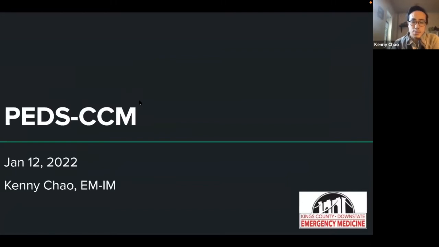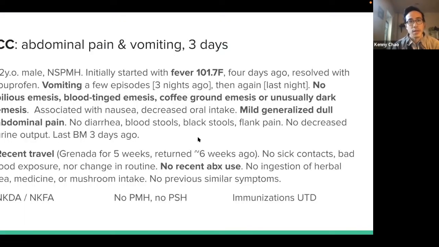Today I'm presenting on the PEDS CCM case. As always, we'll start with a case. So we have a 12-year-old male, no history, basically presented for abdominal pain and vomiting for about 3 to 4 days. Started with a fever, had some vomiting, intermittent episodes, non-bilious, non-bloody, nothing in his poop as well.